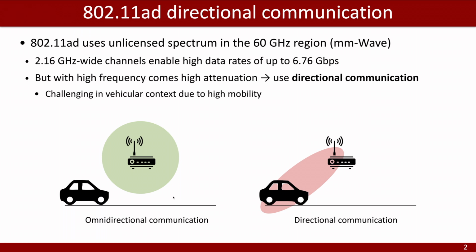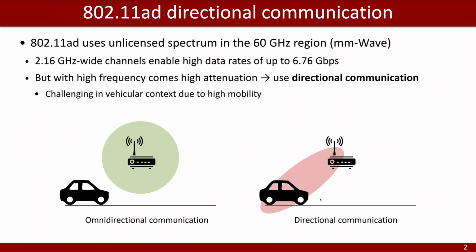Therefore, if traditional omnidirectional antenna patterns are used, the communication range can be quite short. To combat this, 802.11ad uses directional communication, meaning it focuses its transmission power on a narrow beam directed at the receiver, thus improving communication range.